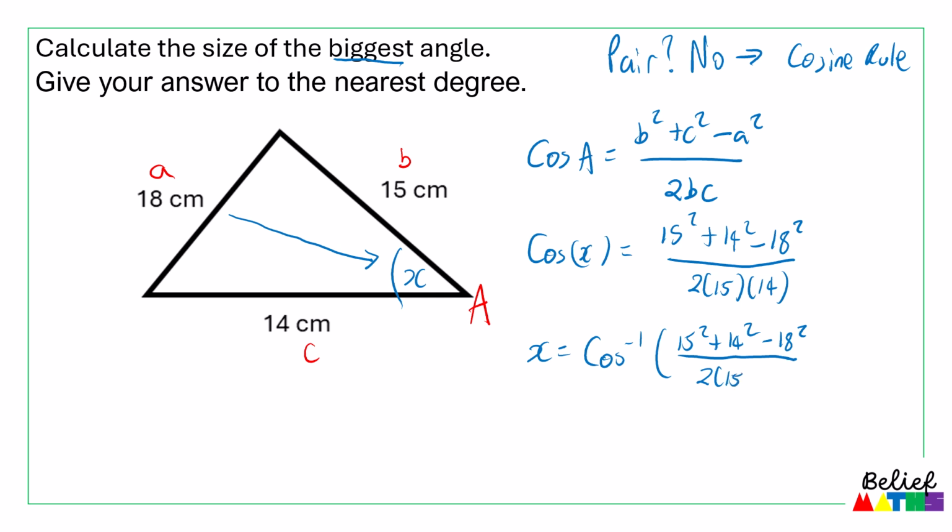15 squared plus 14 squared minus 18 squared all over 2 times 15 times 14. And as we've seen with a few of these, I've got most of the marks now and I've not even used my calculator. Final step now, I pick up my calculator and I put all of that in there, and that gives me 76.646. Checking back, it wants it to the nearest degree. So to the nearest degree, this is X equals 77 degrees to the nearest whole number.